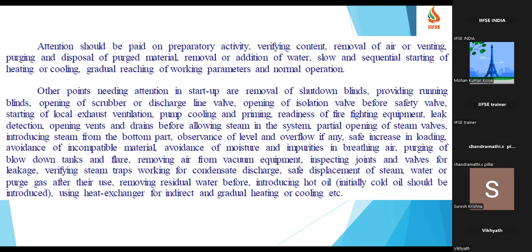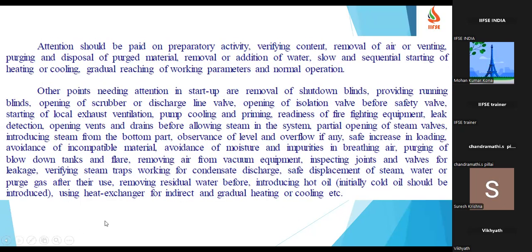Then leak detection, opening vents and drains before allowing steam into the system, and partial opening of the steam valves, and introducing steam from the bottom part, and observance of the level of the overflow if any, and safe increase in the loading, and avoidance of incompatible material, avoidance of moisture and impurities in breathing air, purging of blowdown tanks and flame, removing air from vacuum equipment, inspecting joints and valves for leakage, verifying steam traps, working for condensate discharge, safe displacement of steam and water, purge gas after their usage, and removing residual water before introducing any hot oil, then using heat exchangers. So if you see, this is one of the most dangerous parts.